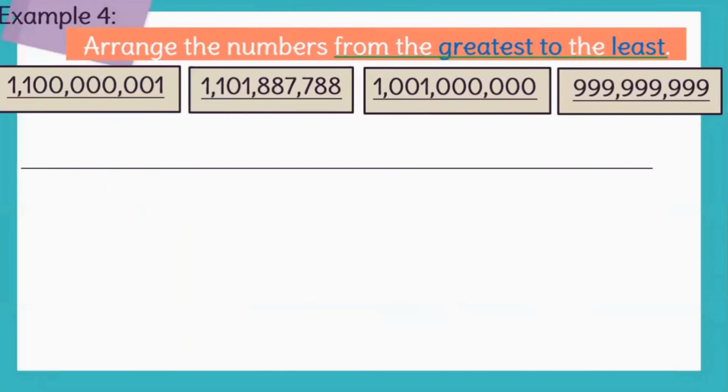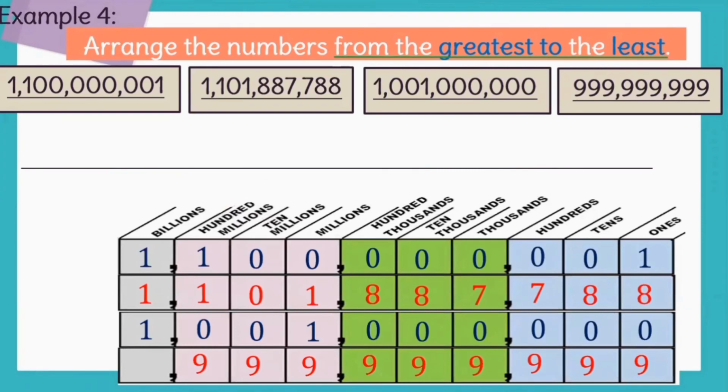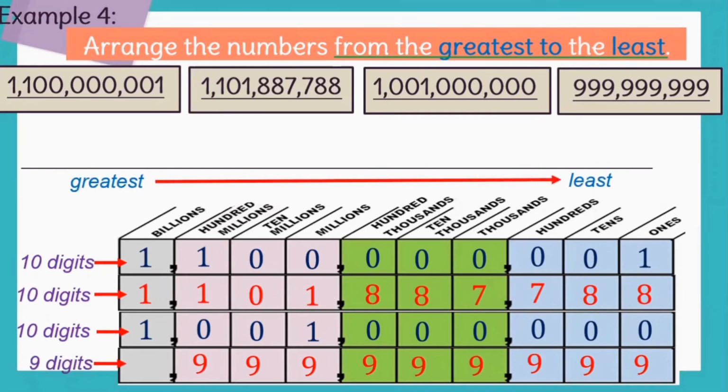Last example, arrange the numbers from the greatest to the least. Again, arrange the numbers from the greatest to the least. Right now, we have 4 numbers. So let's place all the digits in their proper places. Okay, as we can observe, the first number has 10 digits, as well as the second number and the third number. The fourth number has 9 digits. Since we are going to arrange the numbers from the greatest, biggest, to the least, smallest, greatest is the 10 digits, right?